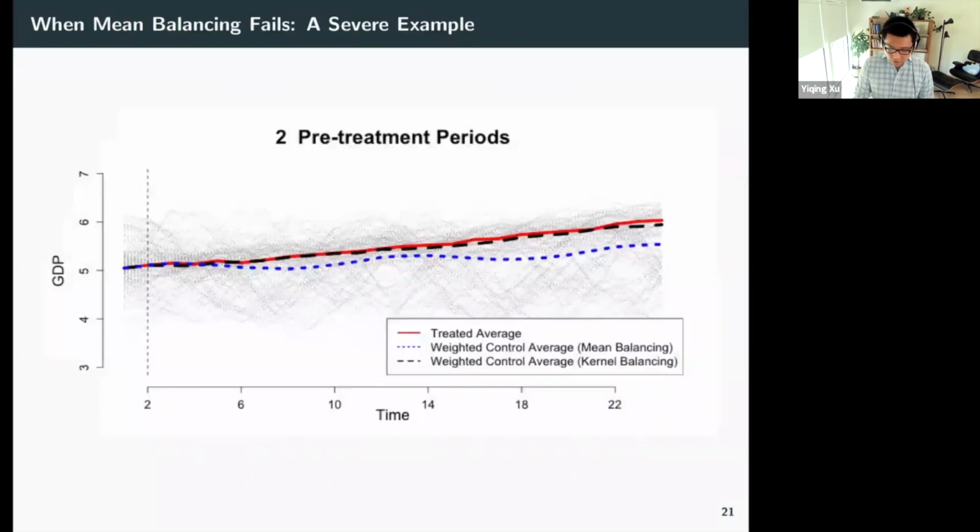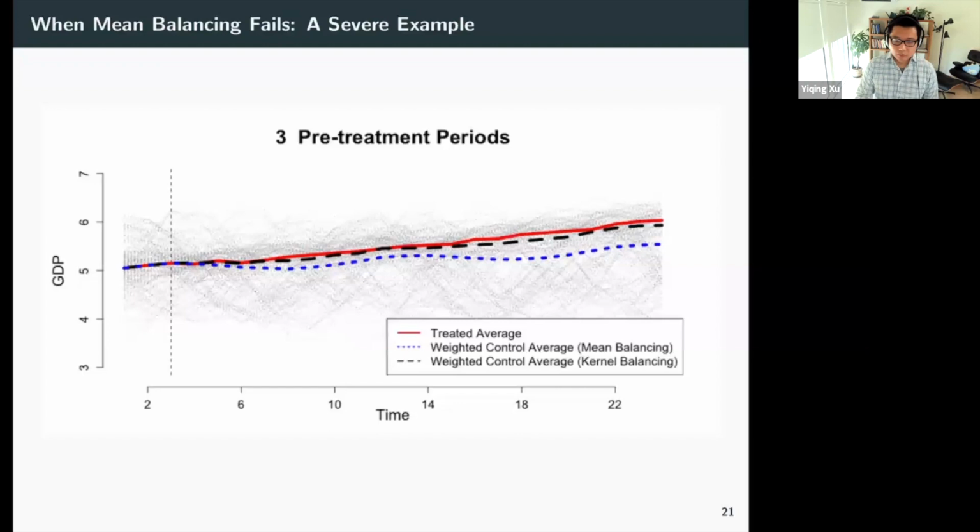And it works better when compared with the mean balancing when the number of pre-treatment periods is small. Like here, you only matched on 2 pre-treatment periods. The kernel balancing, represented by the black dashed line, is already doing pretty well, while the blue line, which is mean balancing, does not do very well. And the red one is the correct answer.